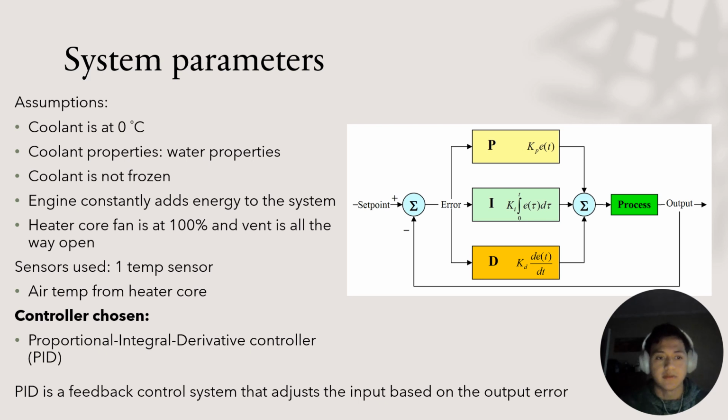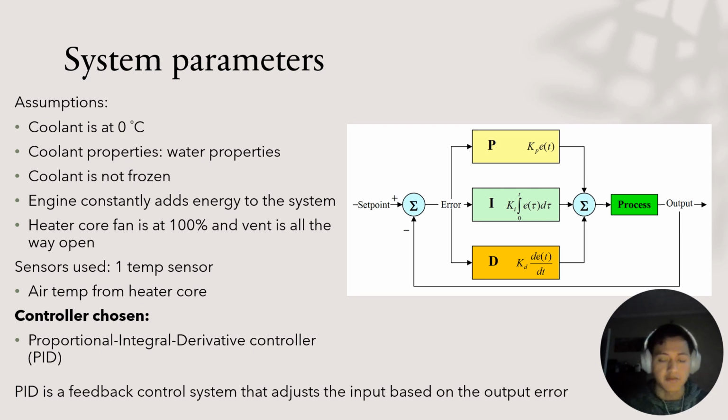Like in a real system, the engine would constantly keep adding energy to the system, and that's what's assumed in this system. Since the heater core also has a fan behind it, which varies the speed of it, and before it even gets to the cabin, the vent has to be fully open or close to open. For this system, I assume that the fan is at 100% speed and the vent is all the way open.